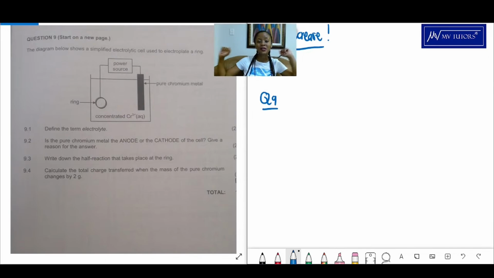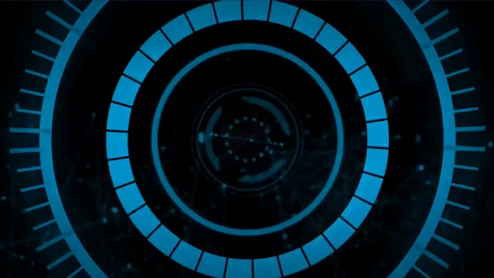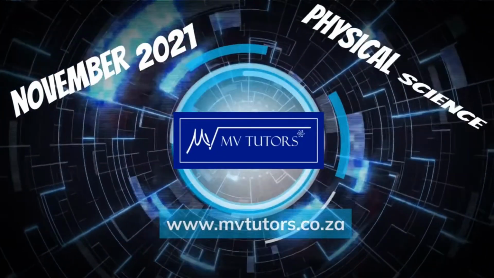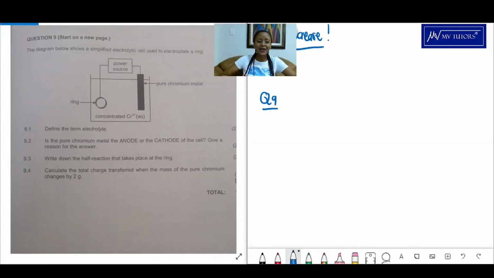Another electrochemical cell. It looks like it's an electrolytic cell. The diagram below shows a simplified electrolytic cell used to electroplate a ring. With electrolytic cells, we know that we have electrical energy converting to chemical energy. So you need that electrical current, that electricity, for the chemical reaction to occur. Here we have a ring that needs to be electroplated.